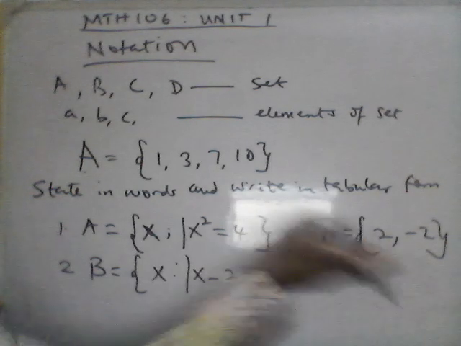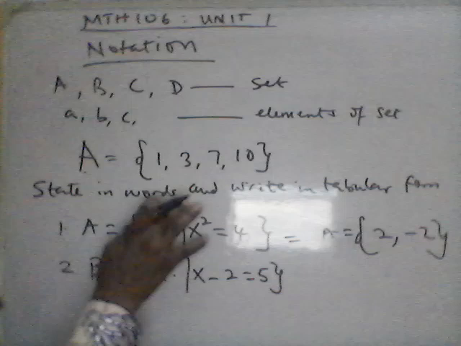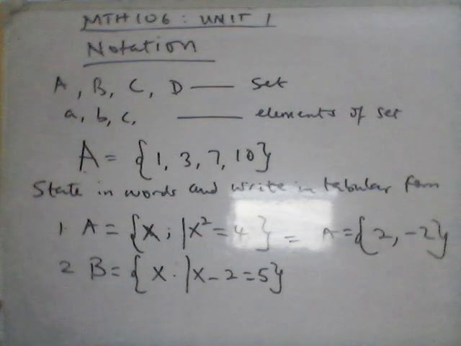This is this in tabular form. So this is reading X, element of A, such that X squared is equal to 4. So these are the elements inside in the tabular form.